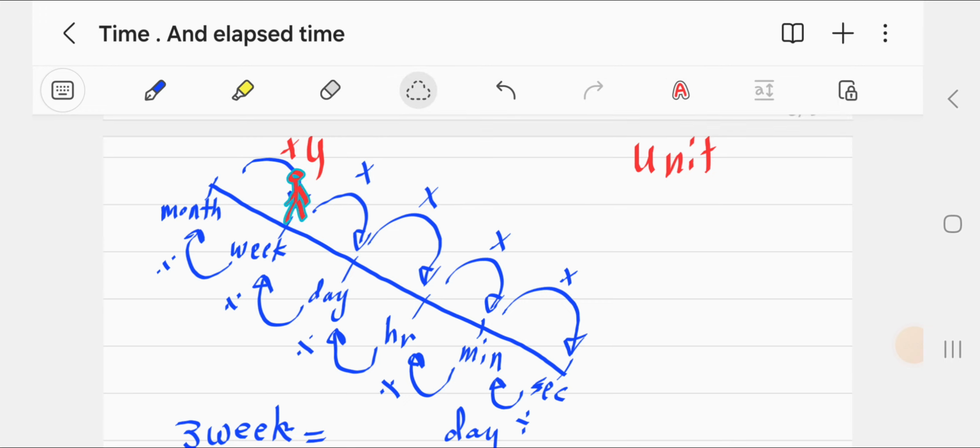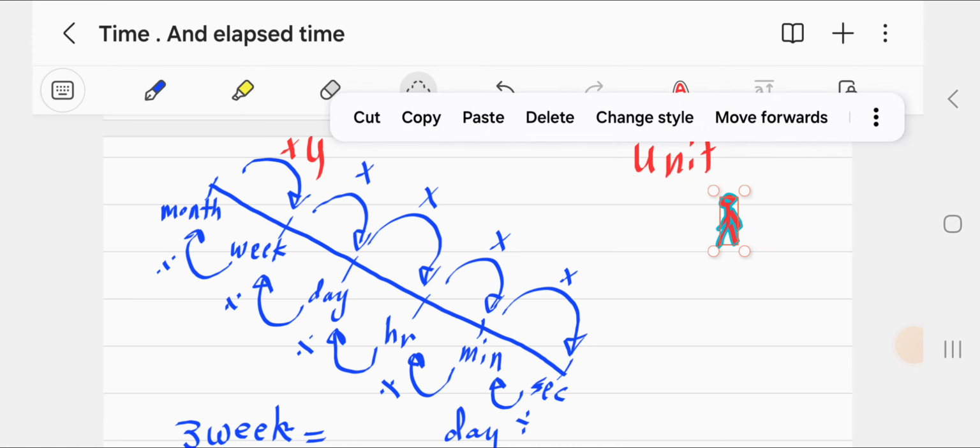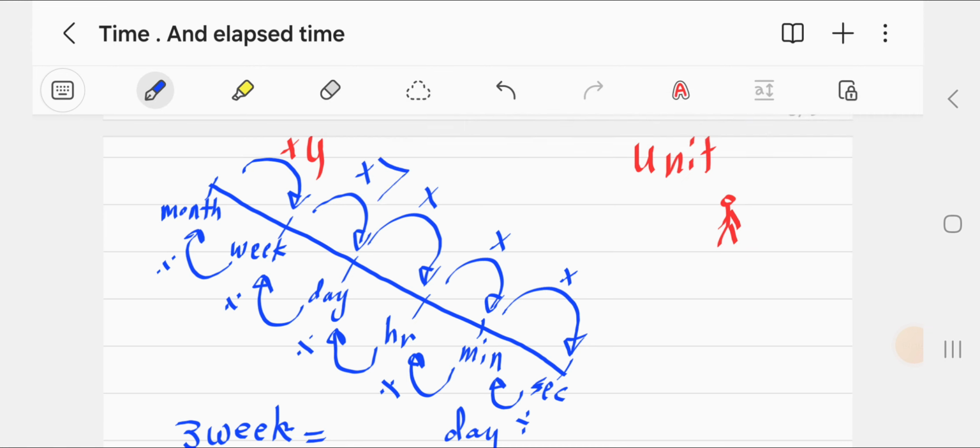Now let's help assess me. How many days per week? 7 days per week. So I have 7 days per week.